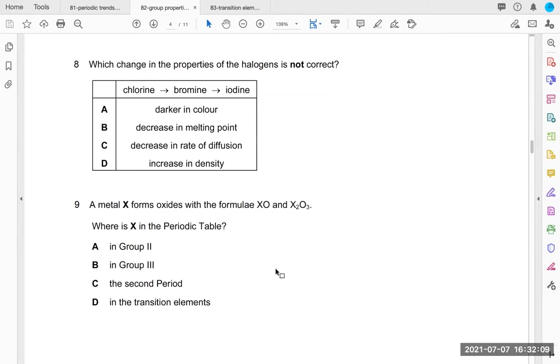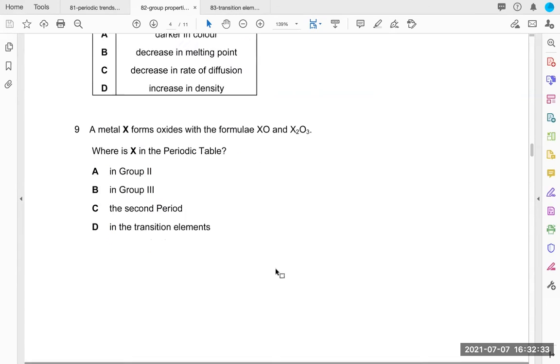So chlorine, bromine to iodine, darker in color. Yeah, that is true. Decrease in melting point. That is wrong. There's an increase in melting point. Decrease in rate of diffusion. Obviously, the atom becomes bigger and the Mr becomes higher, so they cannot diffuse that easily. An increase in density. Yeah, that is true because chlorine is gas, bromine is liquid, and iodine is solid.